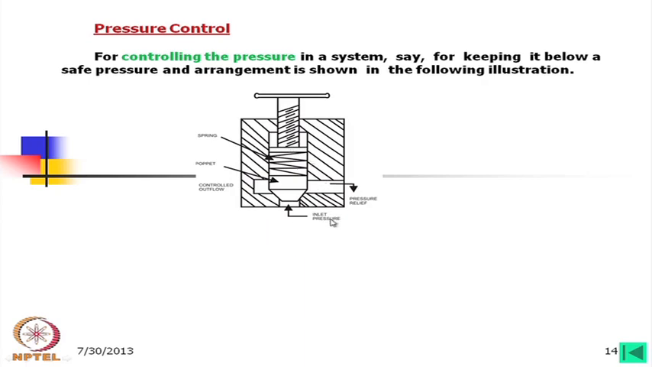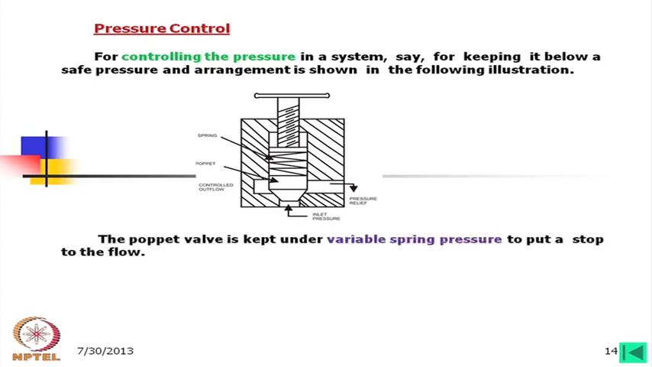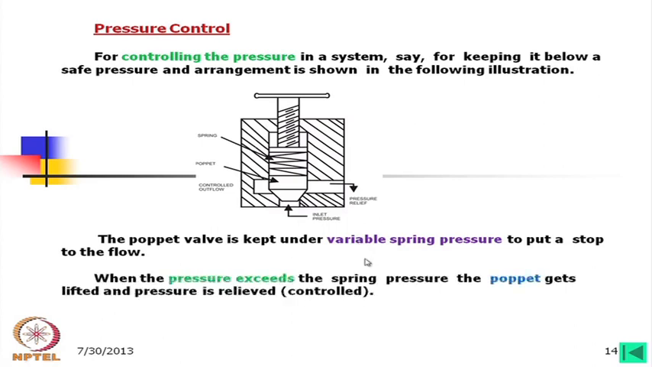So, what happens when there is a certain pressure, only then this opens and fluid can go out, otherwise normally this flow is going to a system. So, this is the basic concept of pressure relief valve. The poppet valve is kept under variable spring pressure, which I have described, to put a stop to the flow. When the pressure exceeds the spring pressure, the poppet gets lifted and the pressure is relieved, or we can say it is controlled.